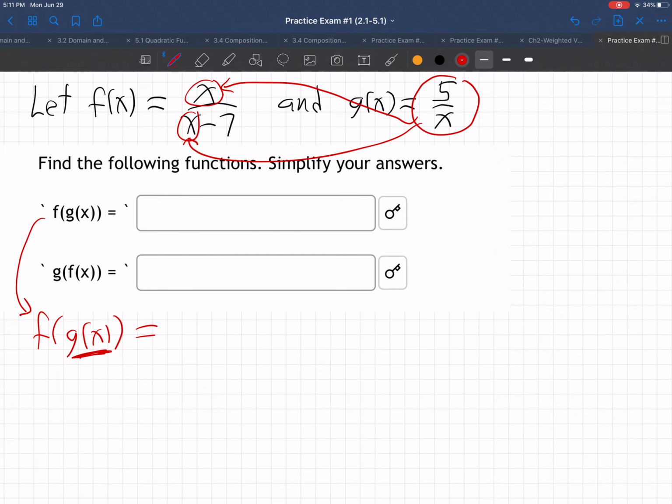So what do we got? It's going to be 5 over x over 5 over x minus 7. See what happened there? I just took this 5 over x, I put it in the hole in the top, and the hole in the bottom next to the minus 7. That's what it means. That's what the x is. It's a hole we plug into.